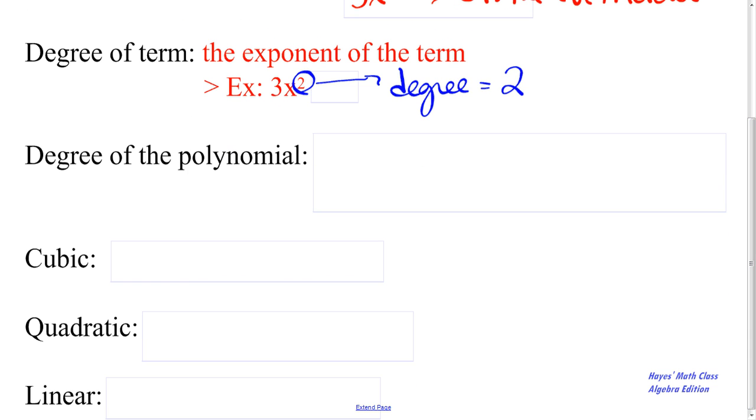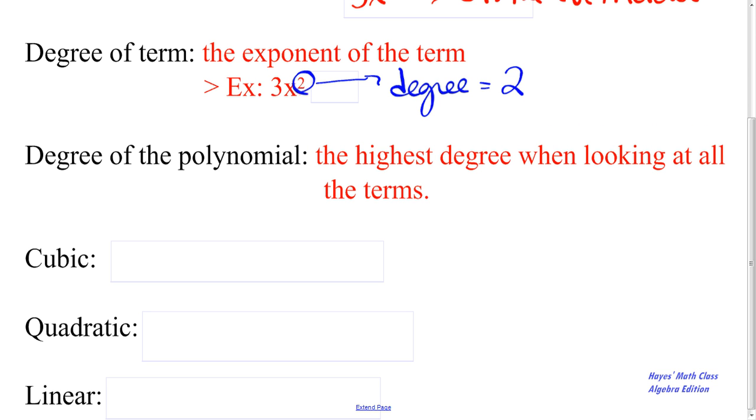Degree of a polynomial. Now this is going to get a little bit more involved. Not lots. So what you're going to do is take the highest degree when looking at all of the terms. So for example, if I had 4x to the 4th plus 3x squared plus 2x minus 7, this is degree 4.